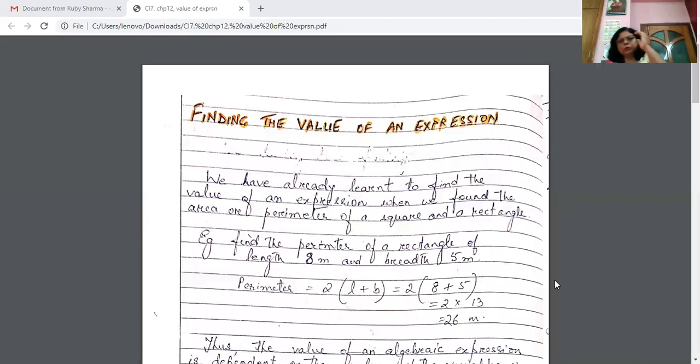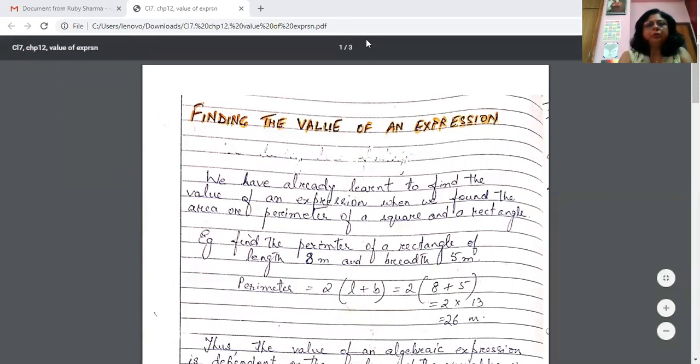Today we will be doing finding the value of an expression. That means when you have an expression and the value of a literal is given, how to find the value of that expression. Of course, we have been doing all this before also, as you can see.